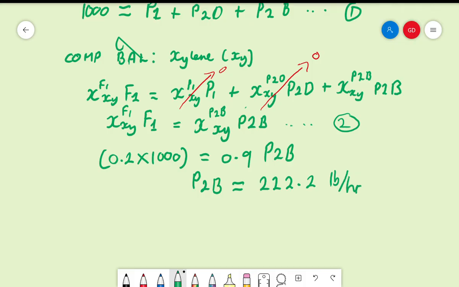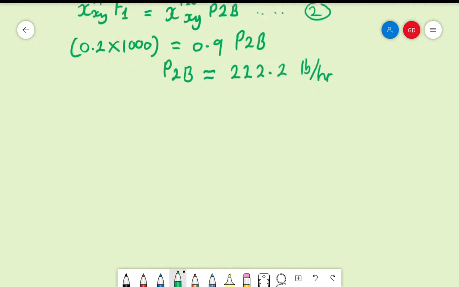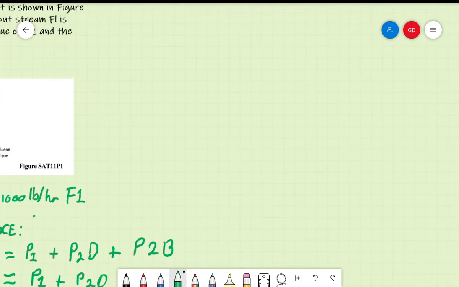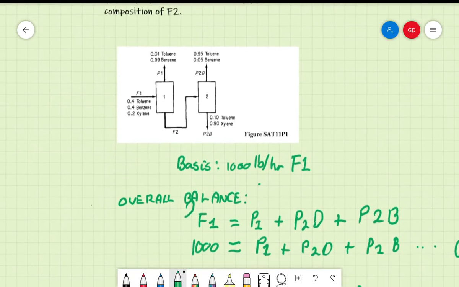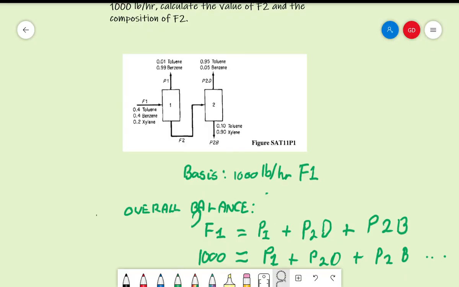So you found P2B, but remember, you're not looking for P2B, you're looking for F2. It's very important to always have that in your mind: this is what I'm looking for. Never forget that. We're just finding P2B so that we can get closer to finding what is actually required, which is F2.